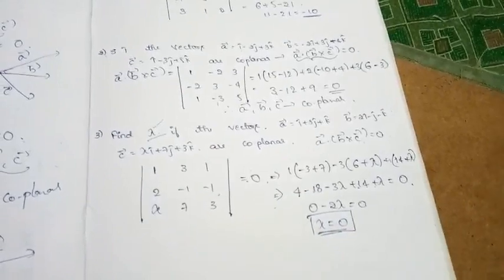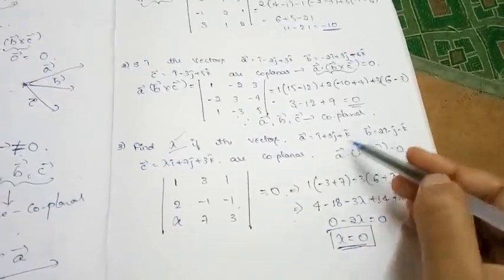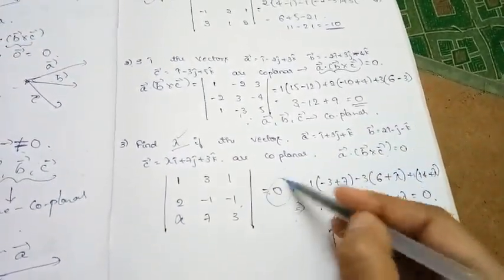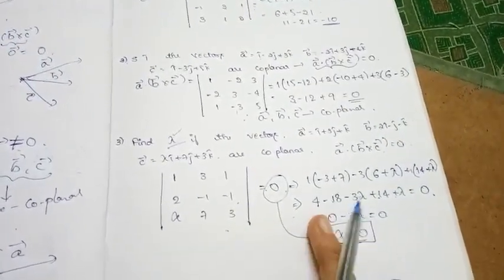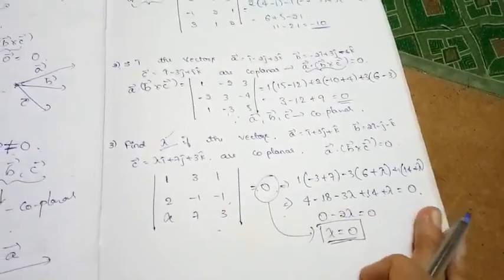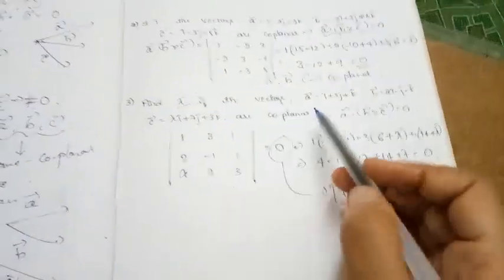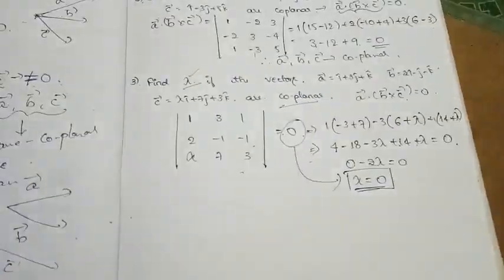This is how we got the value of lambda. The condition was coplanar, so RHS was equal to 0. So in the LHS we have expanded the determinant and the value of the determinant is equated to 0 because of the condition of coplanarity.